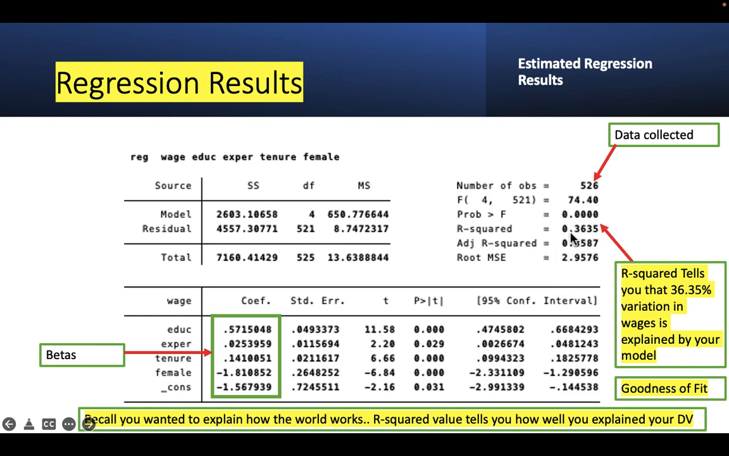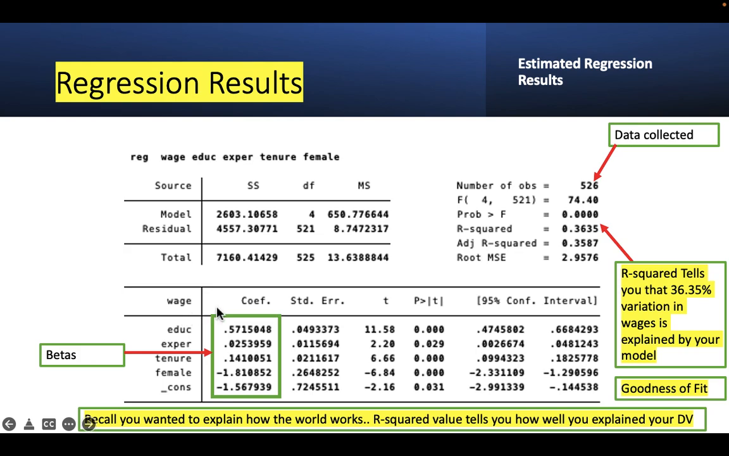So you've got two kinds of R squares. One is the R square and the other one is an adjusted R square. So the R square basically explains, you're trying to explain the variation in wages. Wages vary across people, and you want to explain variation in wages through education, experience, tenure, and gender. And the R square tells you how much of the variation in wages is explained by your model. In this case, these four variables explain 36% of the variation in wages.